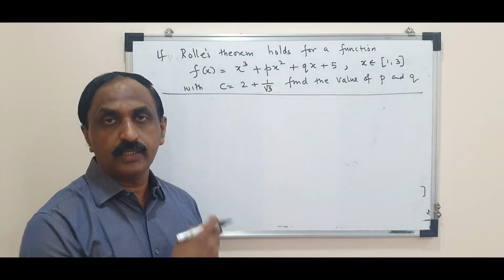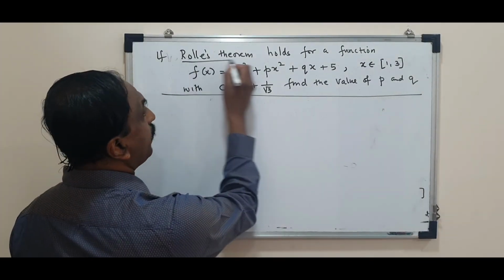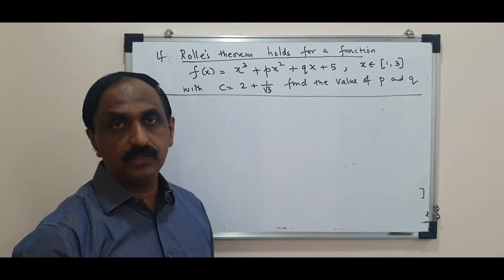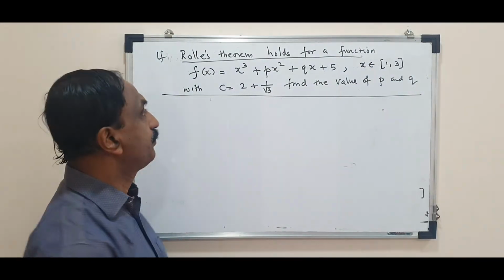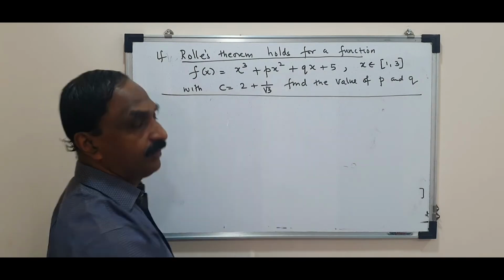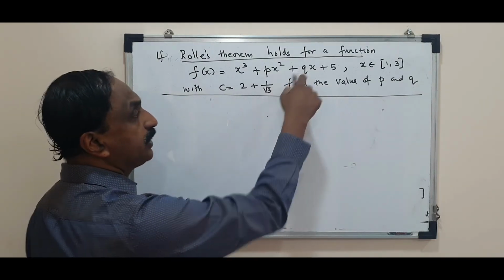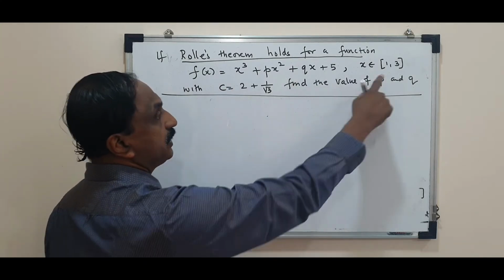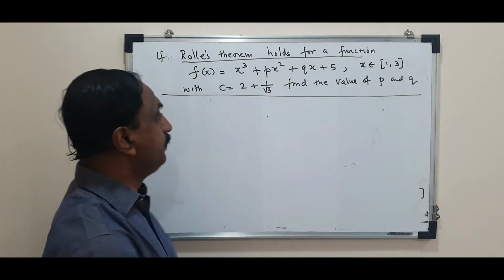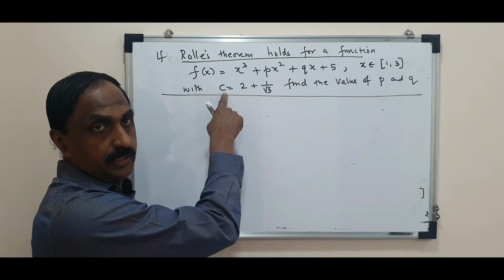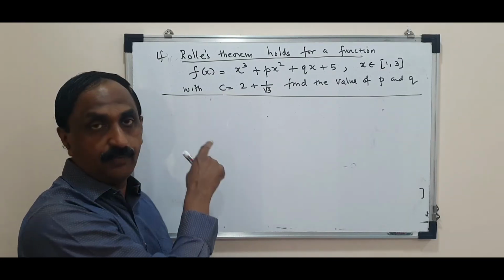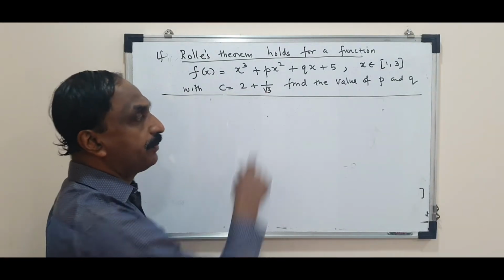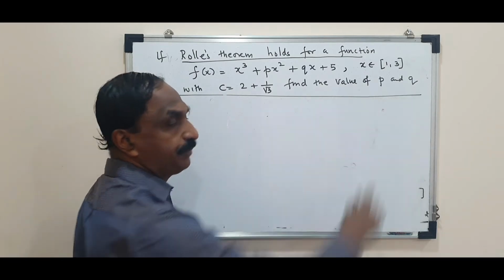Okay, let's look at the reverse problem. Rolle's theorem holds for a function. That means the function satisfies Rolle's theorem, but the function is not fully defined. There are two unknowns in the function, p and q. The function satisfies Rolle's theorem in 1, 3, and the point where the derivative becomes 0 is 2 plus 1 by root 3. You have to find the values of p and q.